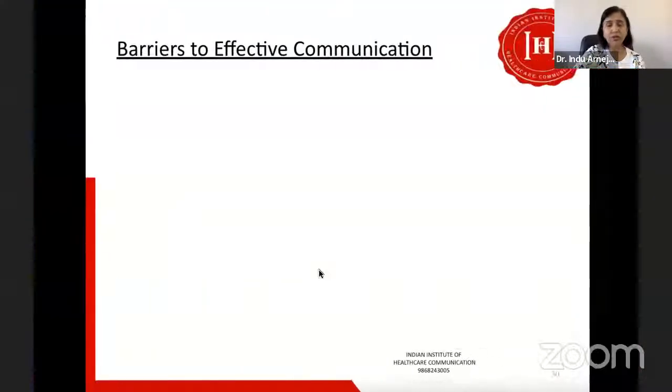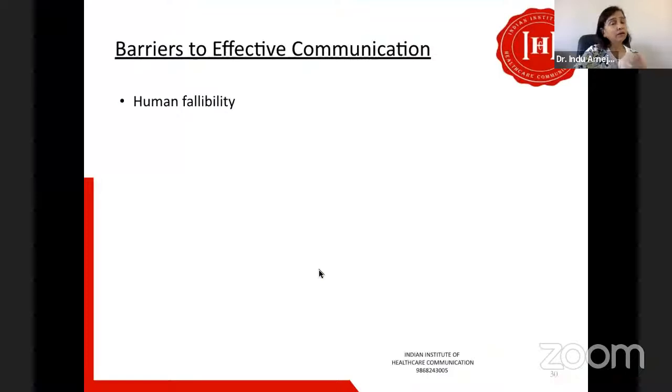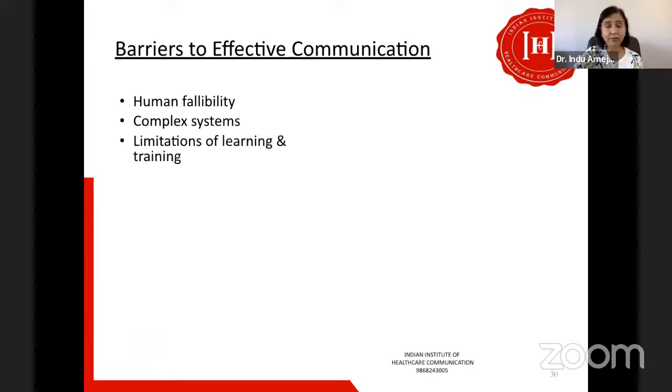barriers that actually interfere with the handoff as a procedure: one is human fallibility. Some people hand over in a very systematic manner, some people will not remember, some people will not do it in the right manner. Then, as I said earlier, there is the complex system. Healthcare is not a uniform, one-level care. Different departments require complex systems, so naturally the same protocol cannot fit everywhere.